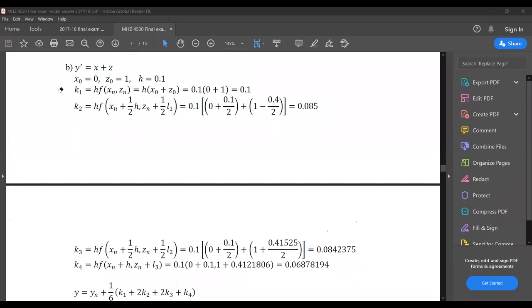Similarly, we need to substitute n equals 0 first, right? After substituting n equals 0, we know the function, that is x plus z. They have substituted that one, and they have just simply substituted in here. So the K1 value is 0.1. This is a simple substitution thing, right?